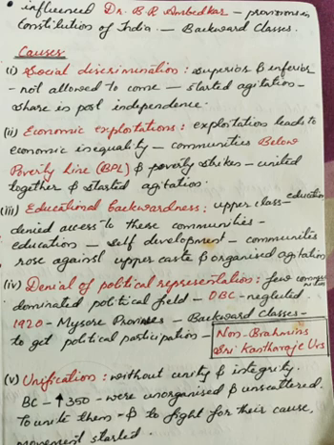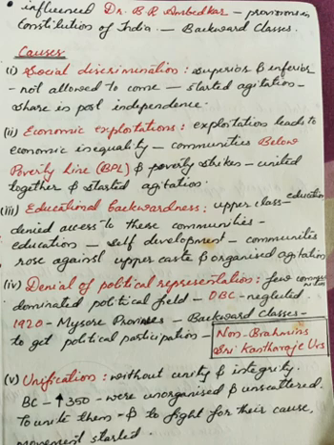So let's see what the causes of backward communities are. Number 1, social discrimination. The backward class communities faced social discrimination, like superior and inferior, throughout the year. They were not allowed to come into the mainstream. Hence they started agitation to get facilities and their due share in the post-independence period. Number 2, economic exploitation. Exploitation leads to economic inequality among the backward classes. Many of these communities were BPL, below poverty line, and were poverty stricken, meaning seriously affected by poverty. To get these facilities, they united together and started agitation.